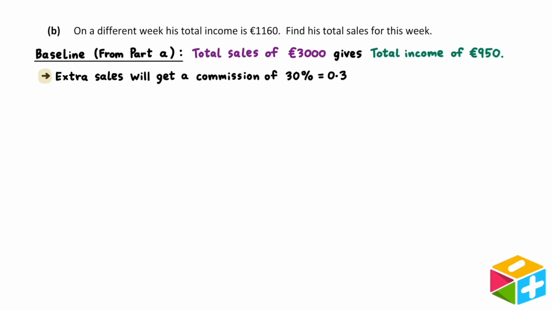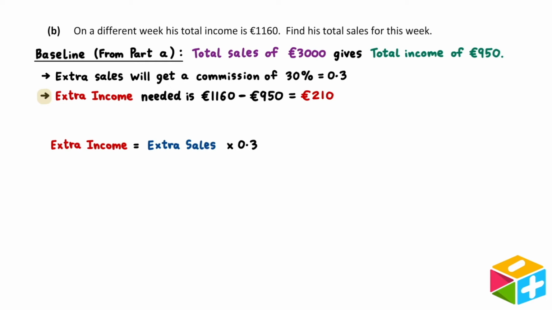So, any extra sales we have will earn a commission of 30%, which is 0.3 as a decimal. In equation form, this says that the extra income will be equal to the extra sales times 0.3. In our question, we need to increase our income from 950 to 1,160. The difference between these two numbers is 210, so this is the extra income we need.